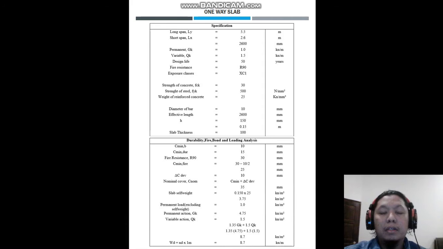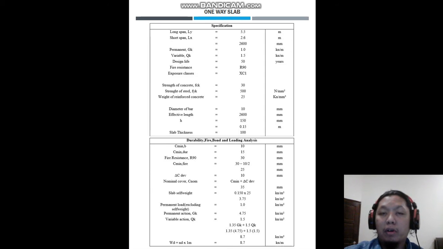Okay, this is the calculation of the one-way slab. The first is the specification. For this slab, the long span is 5.5 meters. The short span, which is Lx, is 2.6 meters. The permanent load is Gk, which is 1.0 kilonewton per meter, and the variable load is Qk, which is 1.5 kilonewton per meter.